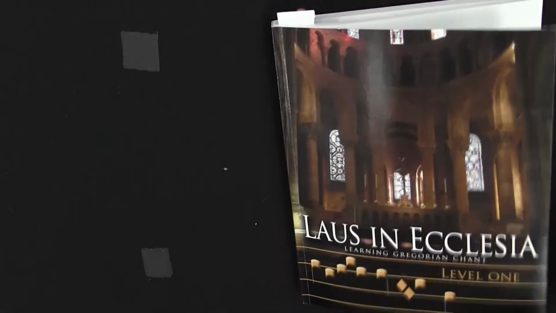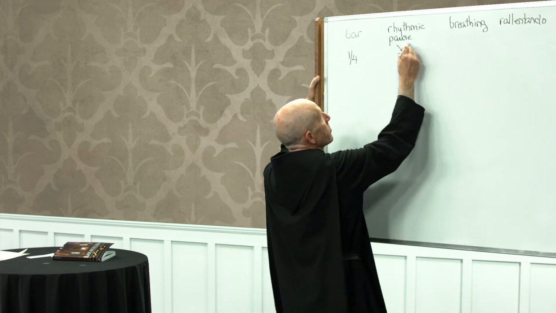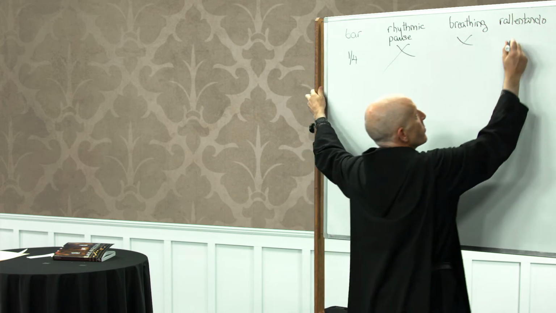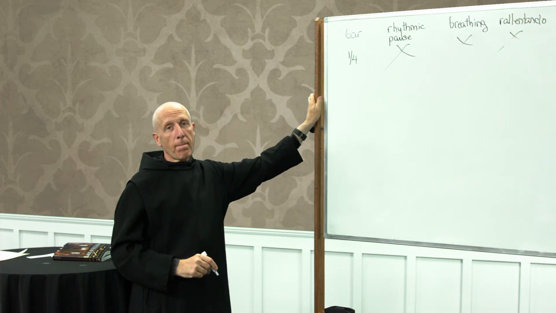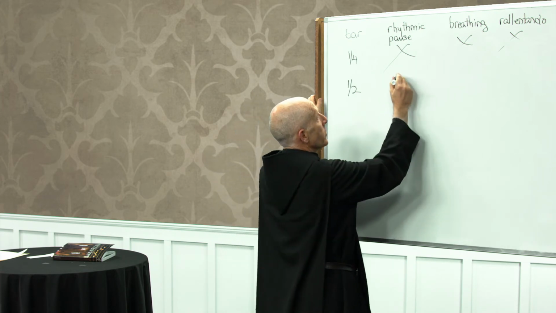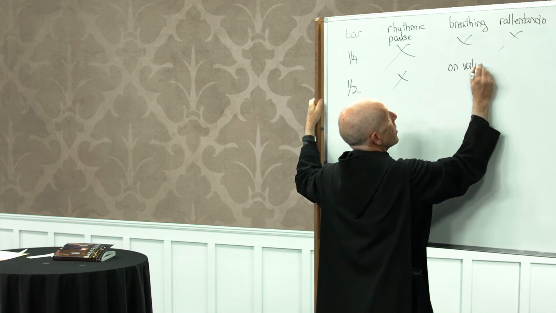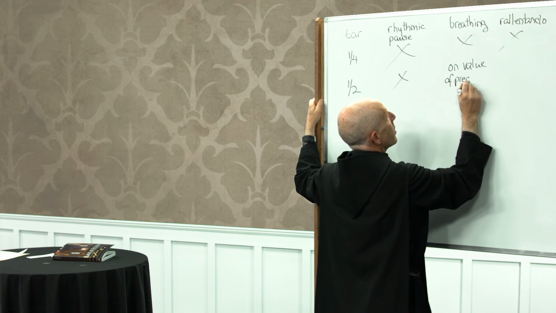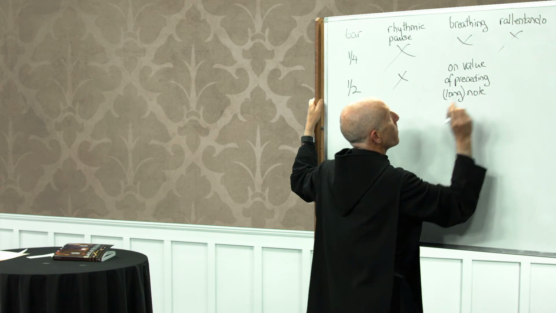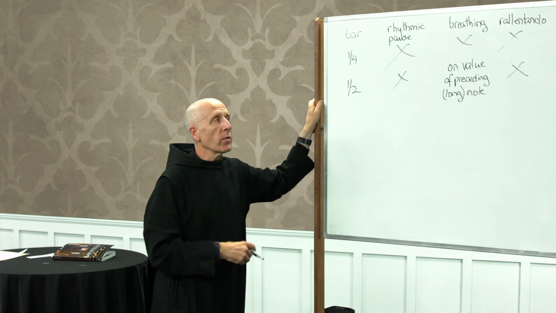So let's just quickly review that. Quarter bar: rhythmic pause, none. Breathing, none. Rallentando, none. Half bar: rhythmic pause, there's none. Breathing on the value of the preceding long note. You snatch a breath from the previous note. Rallentando? In principle, there's none.